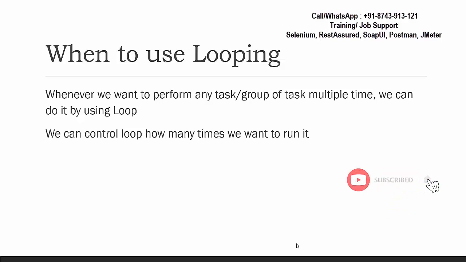So whenever you want to perform the same task or the same type of task multiple times, we can go for the loop. And here we can control how many times we want to run the loop. So if I say I want to print hello 100 times, I'll control the loop, and it will execute only 100 times. How to control it and how to write it, I'll show you next.